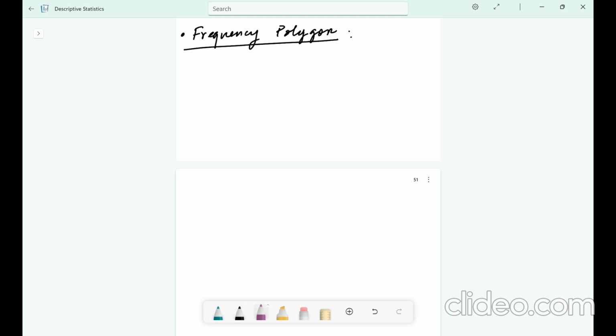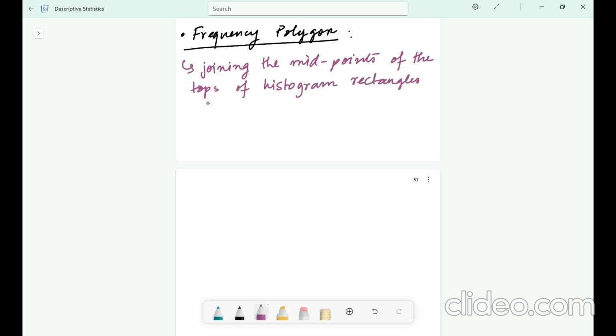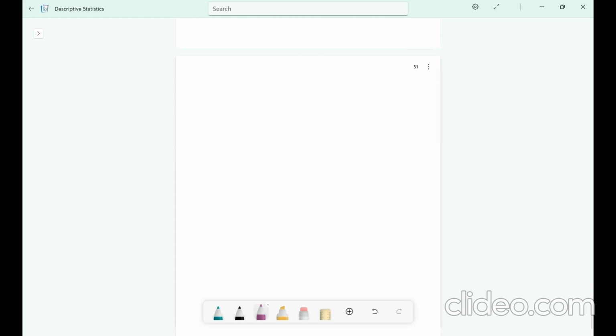Now coming to the next part of diagrammatic representation, which is the frequency polygon. So what is a frequency polygon? If histograms are too boxy for your taste, we will try a frequency polygon. The definition: a frequency polygon is obtained by joining the midpoints of the tops of histogram rectangles with straight lines.